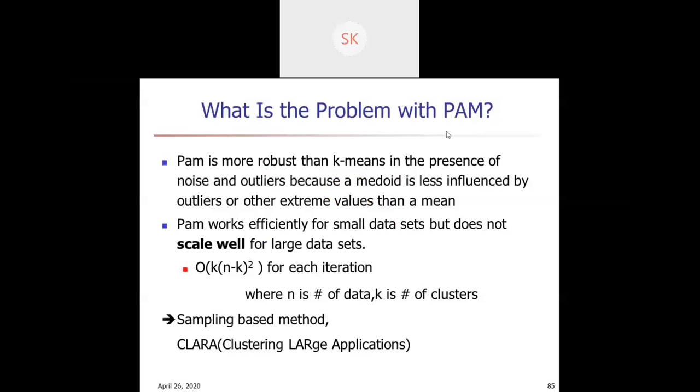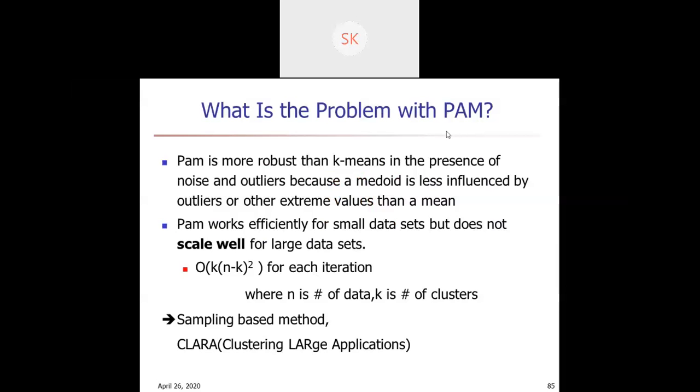So total swapping cost is C_JIH. Now, to clarify, this is the computation of the total swapping cost. C_JIH is equal to D_JH, the distance between the J and H elements of objects, minus the distance of J and I objects.